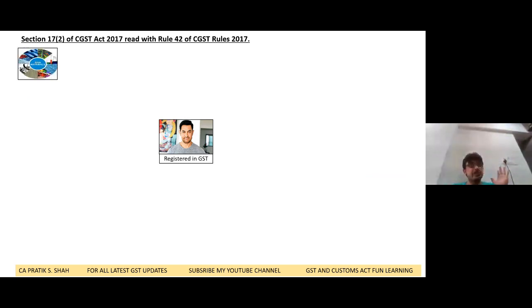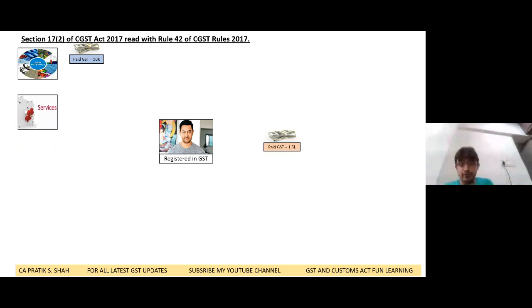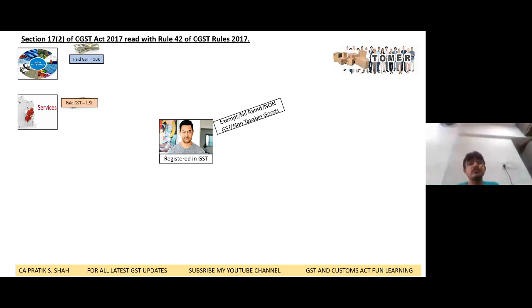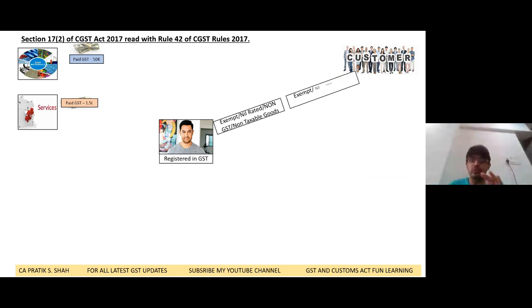Aamir is registered in GST. Again, he did the same thing. He purchased raw material. He paid GST of 50,000 rupees. He took services. He paid GST of 1,50,000 rupees. And now he is not supplying taxable goods. He is supplying, sir, exempt goods, exempt service, nil rated, no GST goods or services. See this? No GST. He is supplying exempt goods or exempt services in this case.